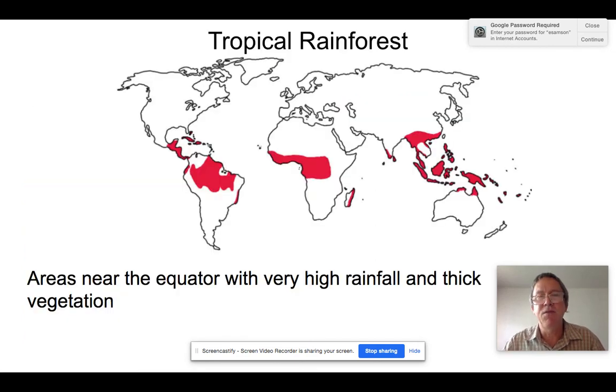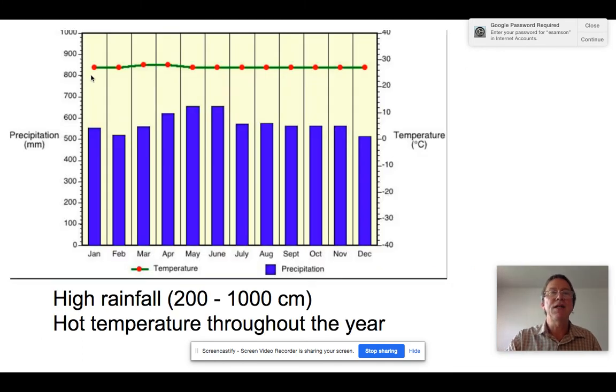And now we get to everybody's favorite, tropical rainforest. Tropical rainforest is a biome that is limited basically to the equatorial regions of our planet, where we have very high rainfall, very thick vegetation, very high productivity. Because if you look at it, you can always spot these climate graphs because there's almost no change. And we'll learn why in this. There's almost no change in temperature at the equator, and the rainfall can vary. Sometimes it can be high all year. Sometimes it'll be higher some months than others.